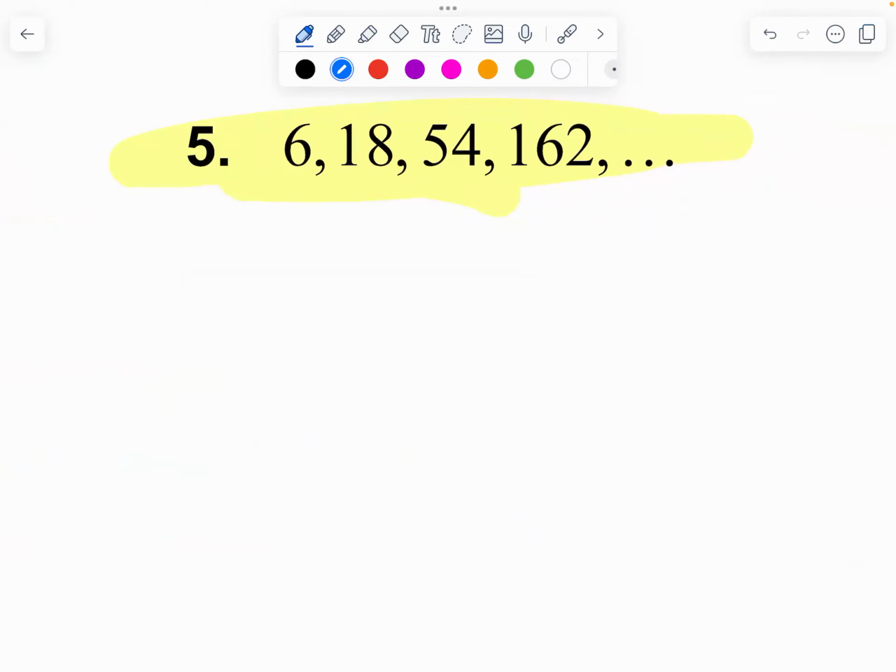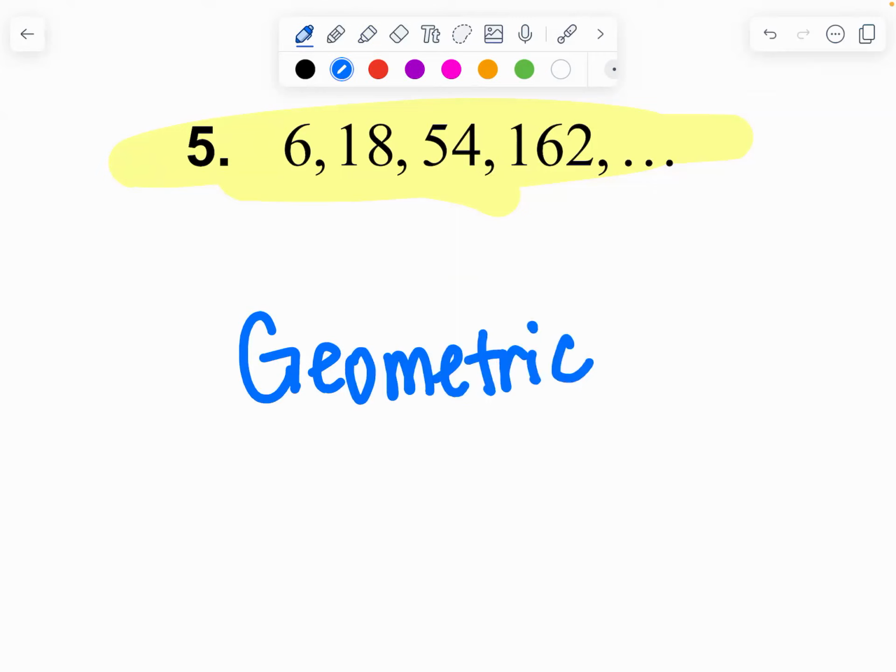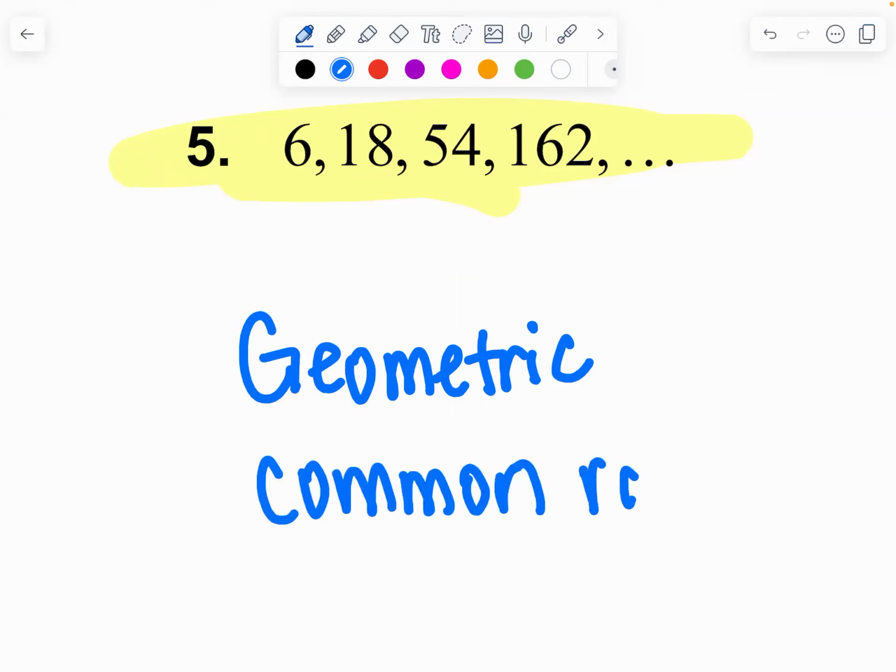Allison, what about number 5? Okay, so Allison says this is geometric. Noah, why is it geometric? So our common ratio is 3.